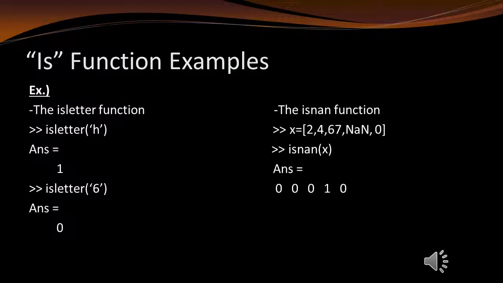Is function examples. The isLetter function on the left tells you if the character typed in to MATLAB is a letter or not. As shown, when H is typed in, we receive 1, which means the condition is true. When we type in 6, we receive a 0 because it is not a letter. The example of the isNaN function on the right tells you which values in an array are not real numbers.